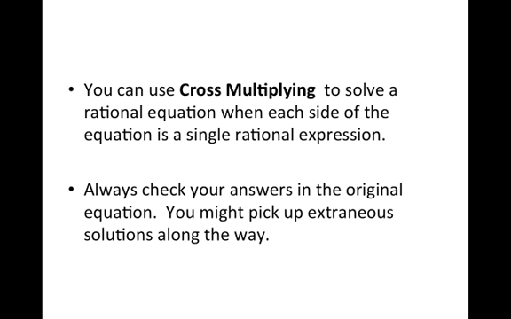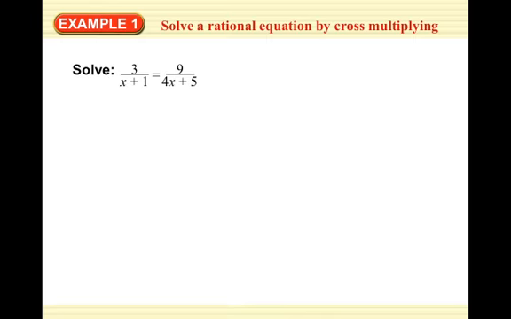You can use cross-multiplying to solve a rational equation when each side of the equation is a single rational expression. So you want to make sure you just have one rational expression equal to another rational expression, then you can go ahead and cross-multiply. Always check your answers in the original equation. You might pick up extraneous solutions along the way.